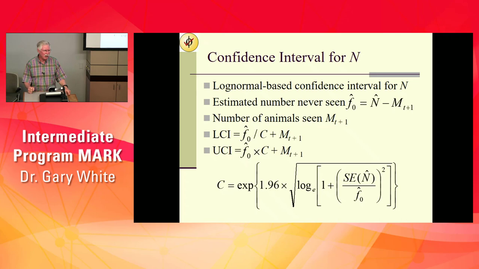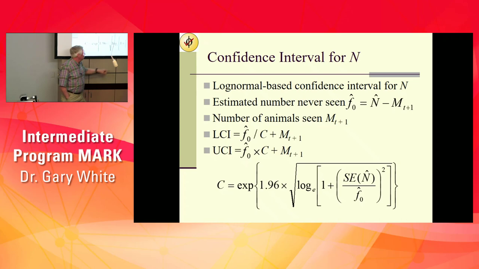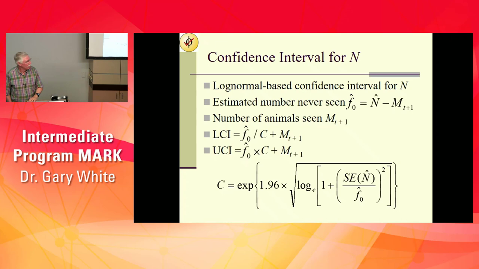And this C thing is that big long formula, but it comes out of the log normal distribution. The standard error of N is exactly the same as the standard error of F0, because the difference between those two is just M of t plus 1, and that's a fixed constant in the analysis. It's a known quantity. There's no variance on it. So that's how we compute confidence intervals for N.